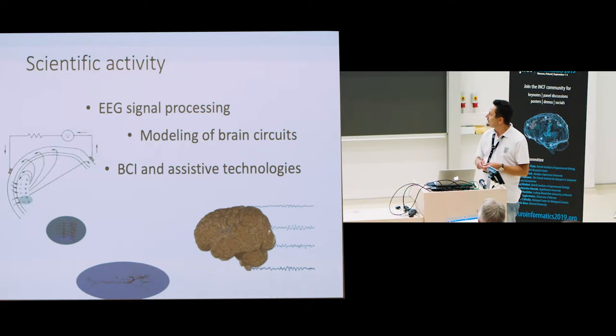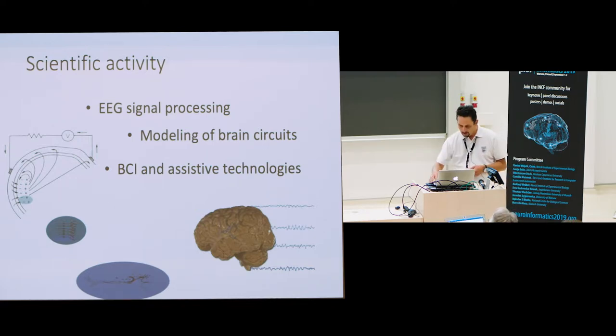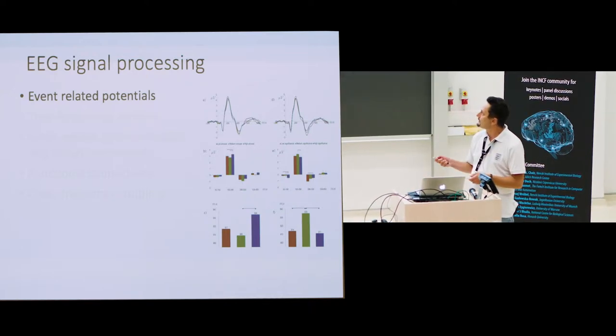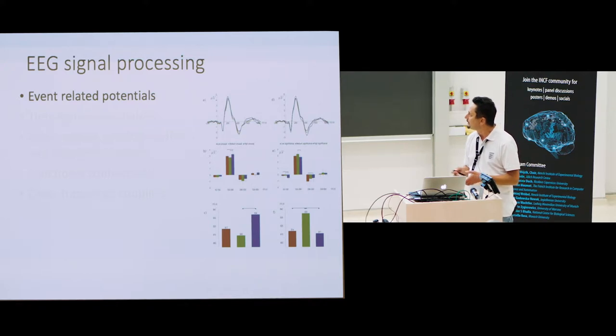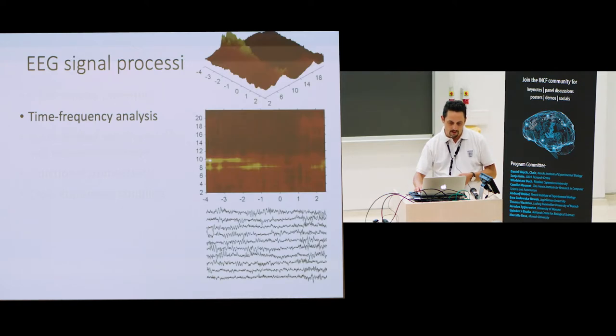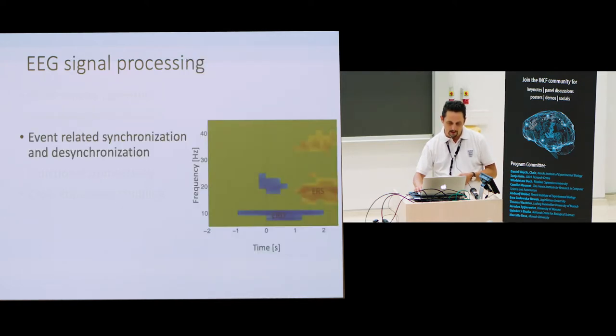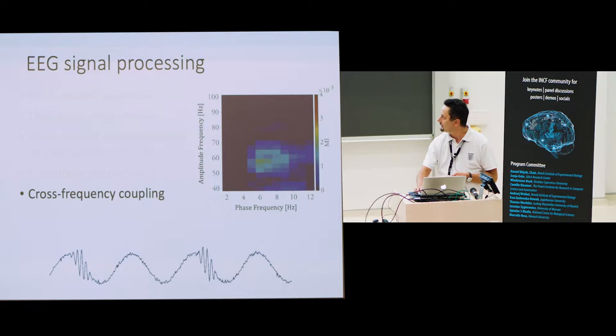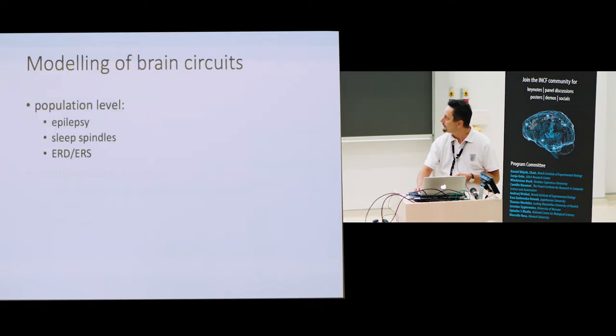As a scientific activity, we are mainly involved in EEG signal processing, modeling of brain circuits, and BCI and assistive technologies. As far as signal processing is concerned, we do standard event-related potentials analysis, time frequency analysis, event-related synchronization and desynchronization, functional connectivity, and recently also cross-frequency coupling.